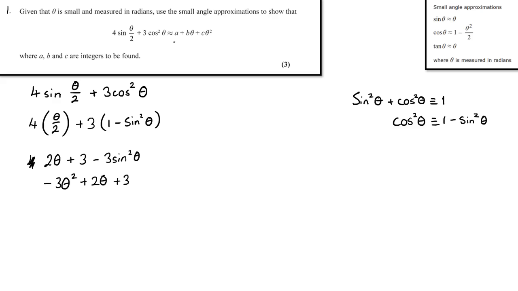And if we just write in the way that we've been told to express this here then, what we can say is 4 sine theta over 2 plus 3 cos squared theta will be approximately, so it's a, that's just my constant term here, that's the 3, plus b theta, so that's going to be plus 2 theta, and then finally it's c theta squared, so that's going to be minus 3 theta squared there. Okay, and that gets us the first 3 marks there for question 1.